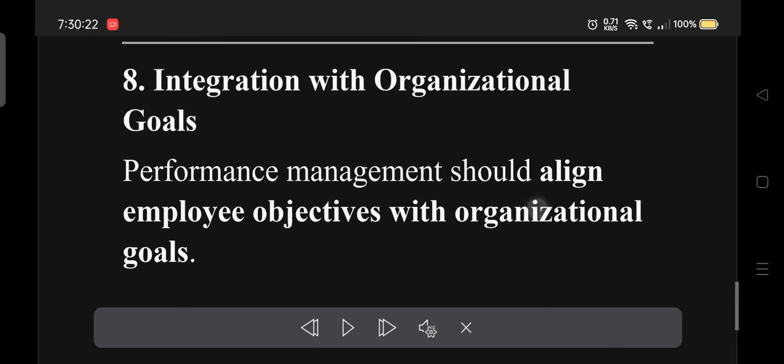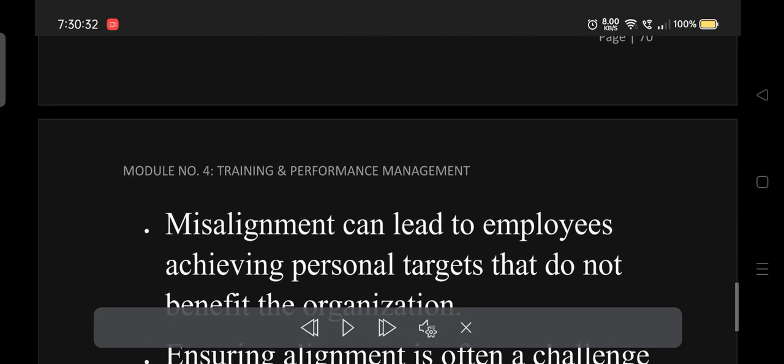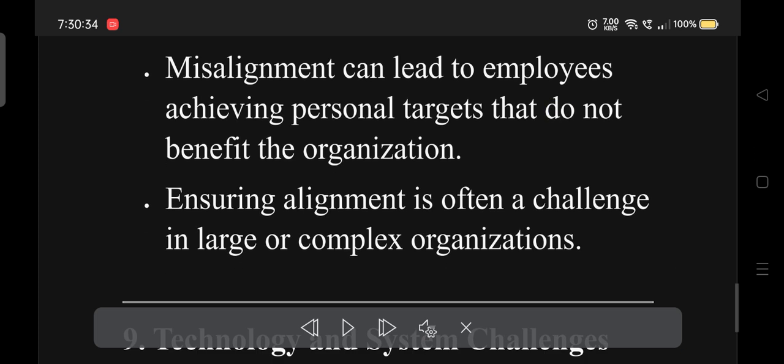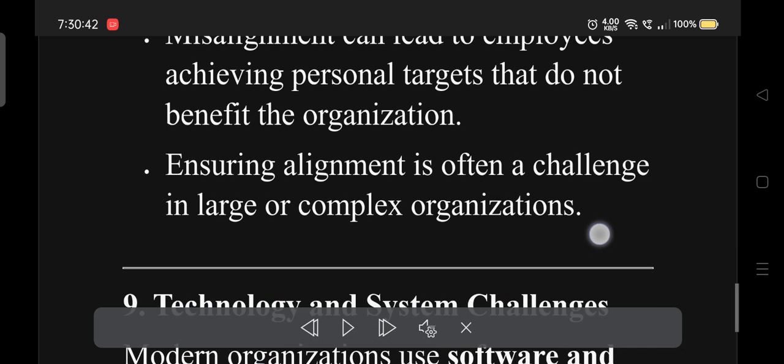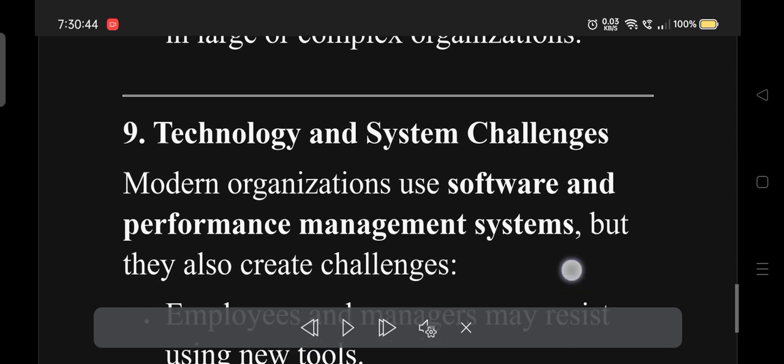8. Integration with organizational goals. Performance management should align employee objectives with organizational goals. Misalignment can lead to employees achieving personal targets that do not benefit the organization. Ensuring alignment is often a challenge in large or complex organizations.